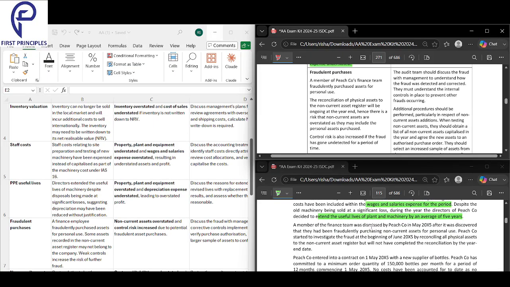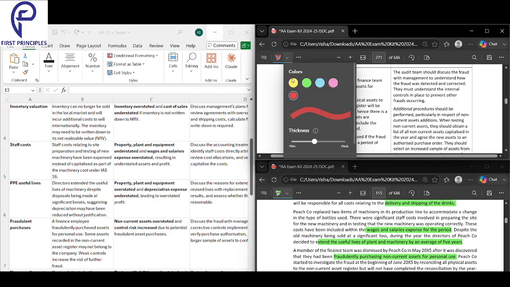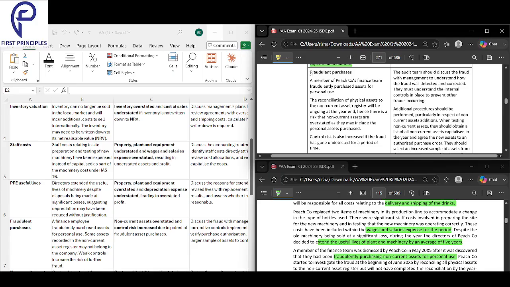A member of the finance team was dismissed. It was discovered he was doing fraudulent purchasing of non-current assets for personal use. They had fired one person because he was committing fraud for personal use. What he did was fraudulently purchase assets for personal use. He took the company's money and purchased things for his personal use.